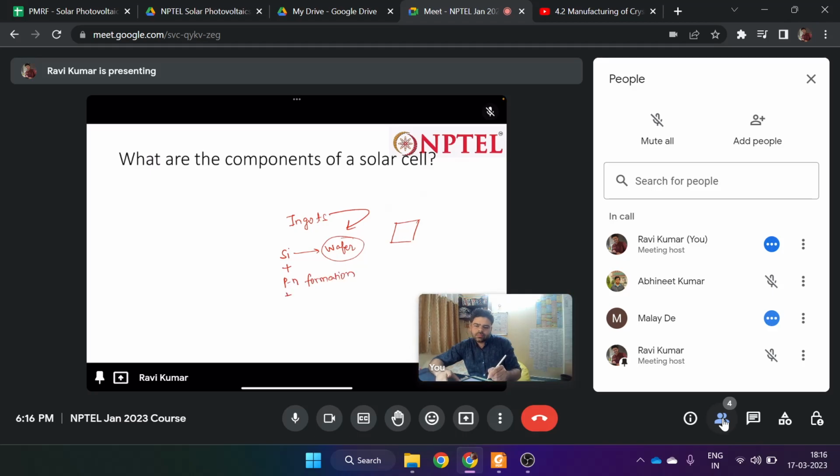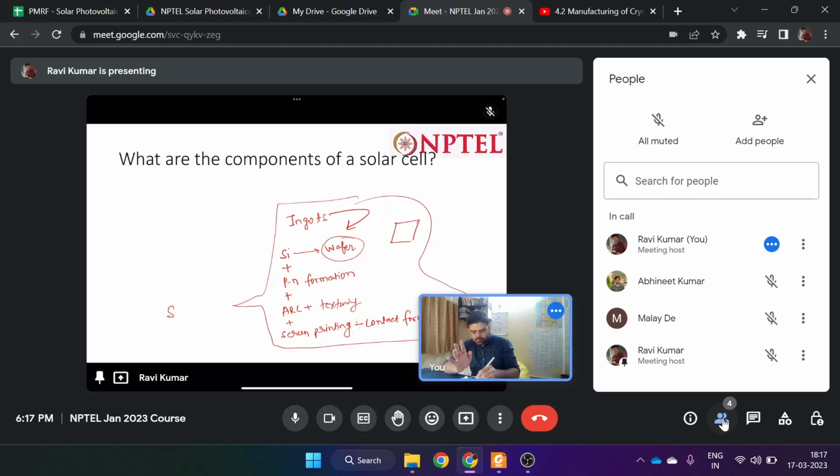Now we have silicon with a PN junction, P type and N type. After that, anti-reflecting coating, ARC plus texturing. Next, the contacts, which we do in the form of screen printing. It's contact formation. So this is our solar cell: silicon PN junction, ARC coating, and screen printed contacts.